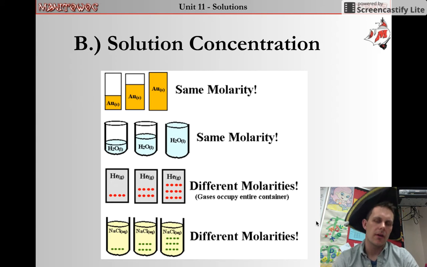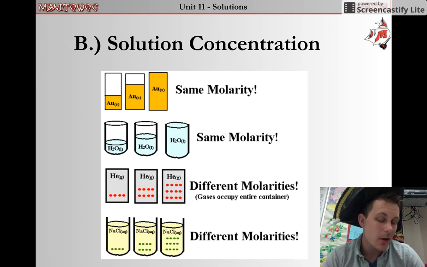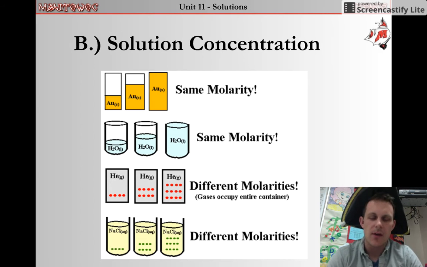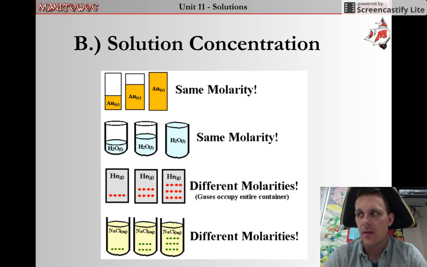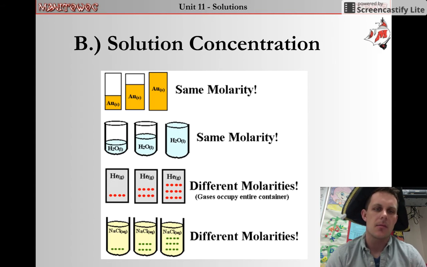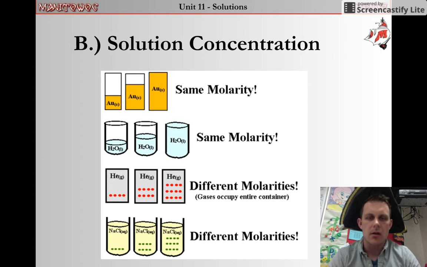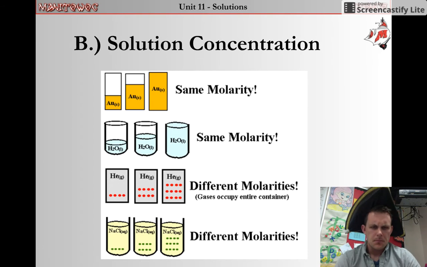Now, when we're talking about molarity, we're typically only talking about liquids. When you're talking about solids, it doesn't matter if you've got a small piece of gold or a medium piece of gold or a large piece of gold. Each one of those pieces of gold has essentially the same amount of molarity because it's the same number of moles per liter of gold. You usually don't measure gold in liters.